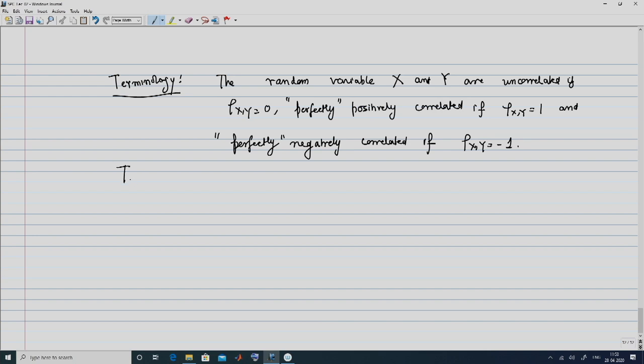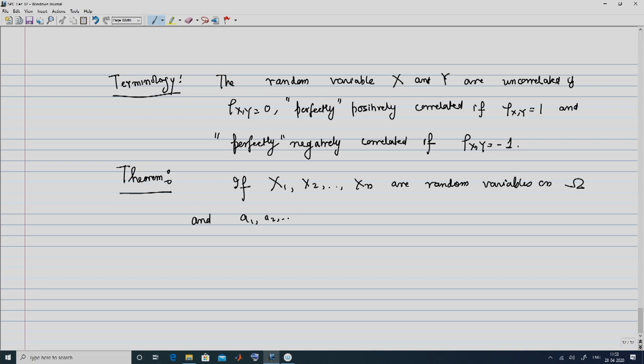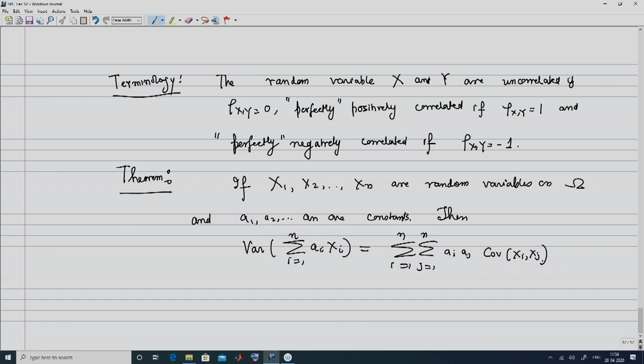Okay, so we conclude this discussion on covariance and correlation with one theorem related to variance of a linear combination of random variables. So if x1, x2 all the way to xn are random variables on omega, and a1, a2 all the way to an are naturally the corresponding constants, then the variance of the linear combination, that is summation ai xi, i is equal to 1 to n, is given by the double summation i is equal to 1 to n, j is equal to 1 to n of ai into aj into covariance of xi, xj.